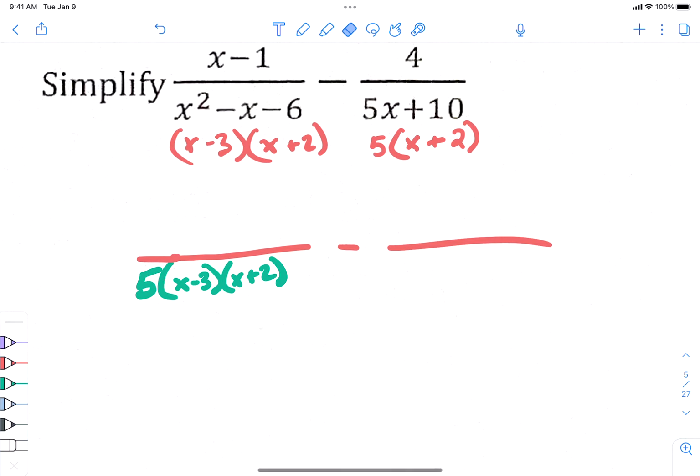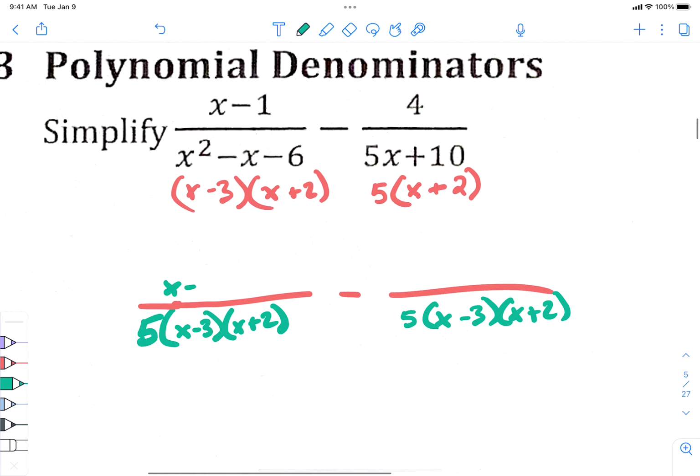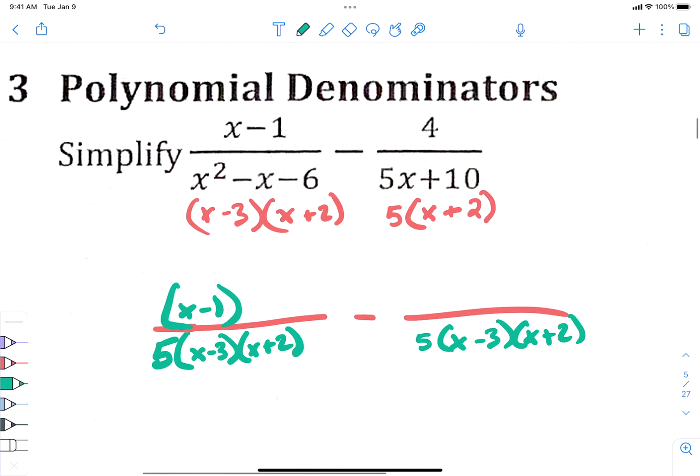Does that make sense? I'm going to copy them over to this side. So 5, x minus 3, x plus 2. Good? Happy with this? Okay, let's recopy the top part. So I have x minus 1. I'm going to put it in parentheses just because we're going to end up multiplying it by something. The 4 is there. And now we have to figure out what each needs.